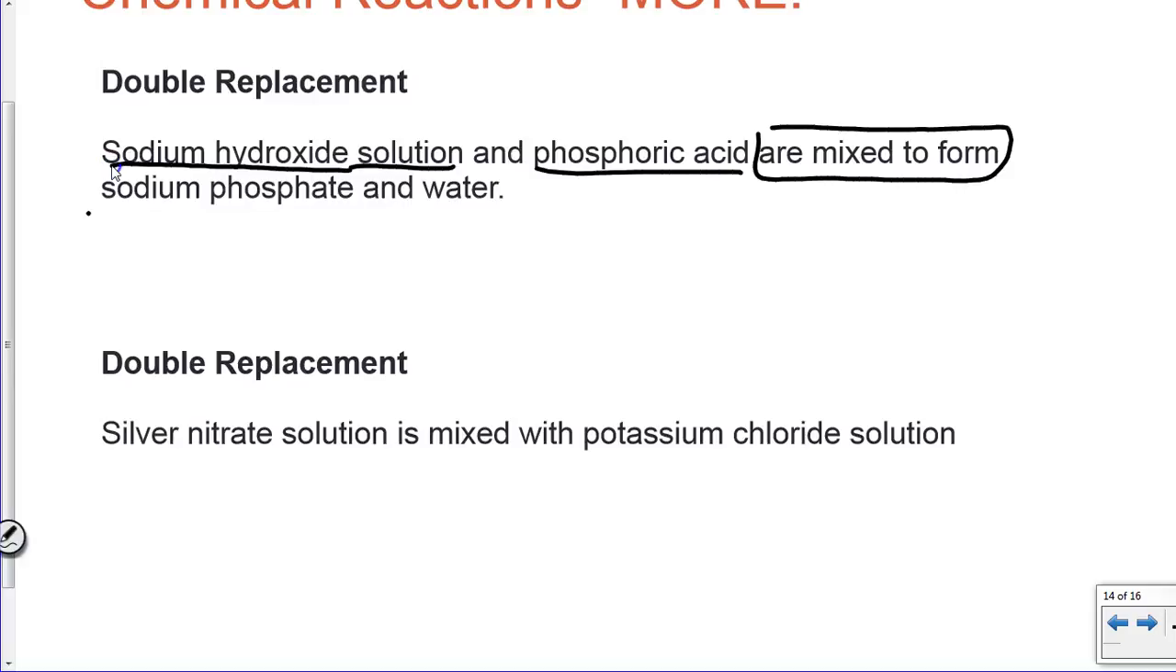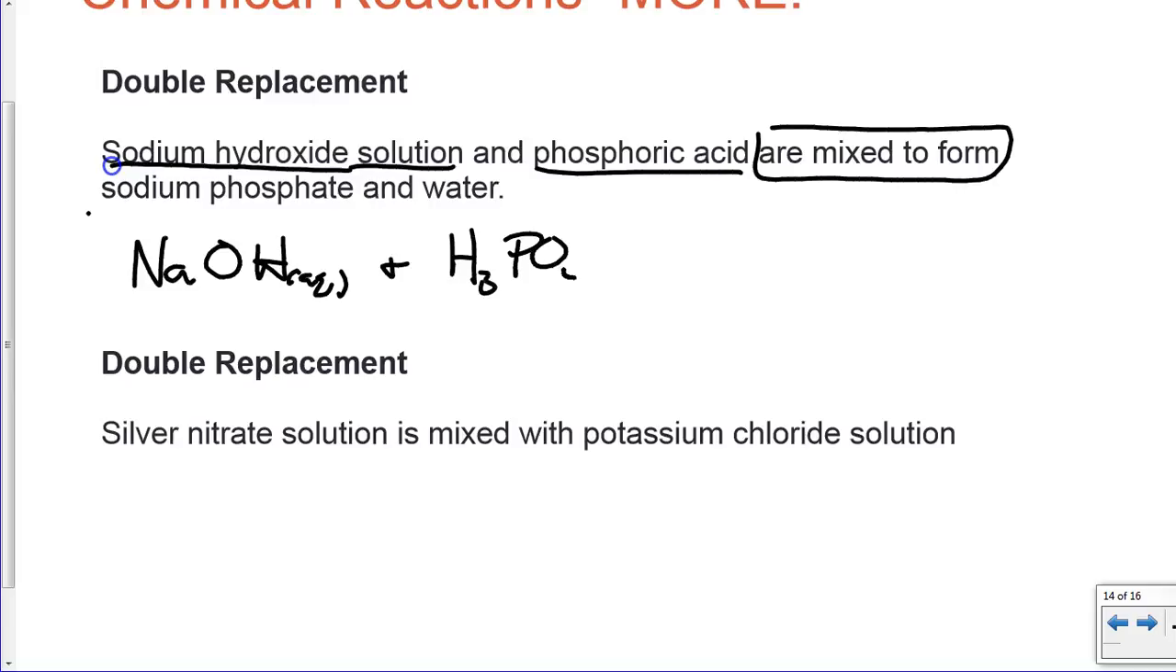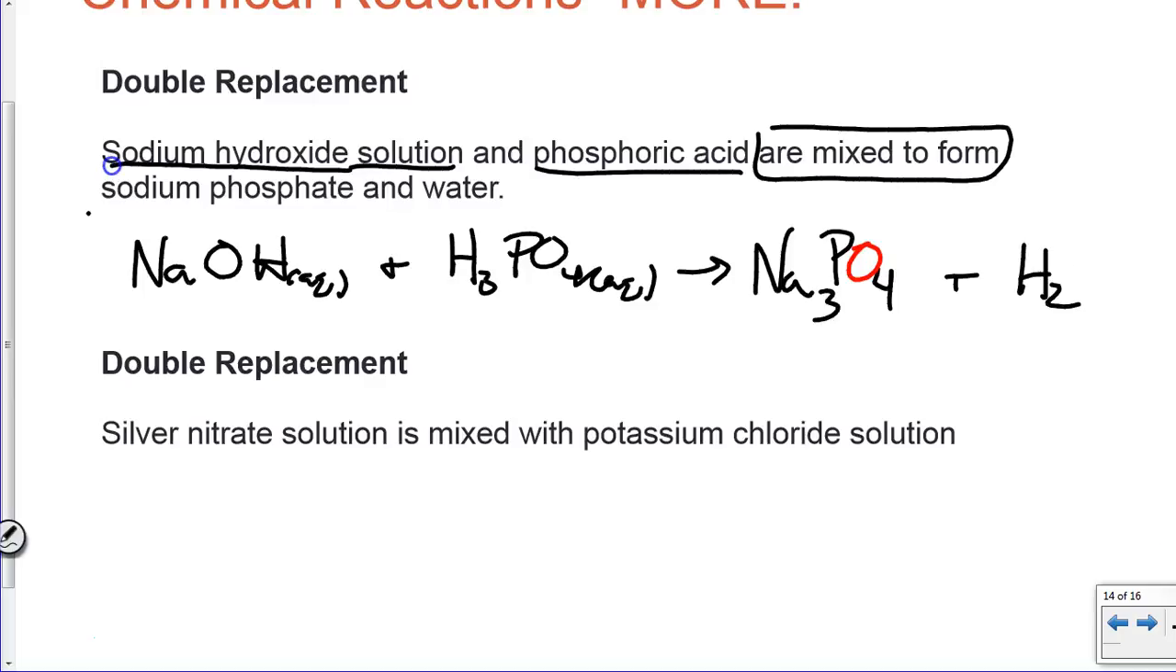Now, what we end up seeing is we can start with our reactants. Sodium hydroxide, obviously it's in solution, so we have aqueous, plus phosphoric acid, H3PO4, aqueous, arrow, mix to form our sodium, which has a +1 charge, phosphate. We know phosphate has a -3, sodium has a +1, so we see Na3PO4 plus H2O.